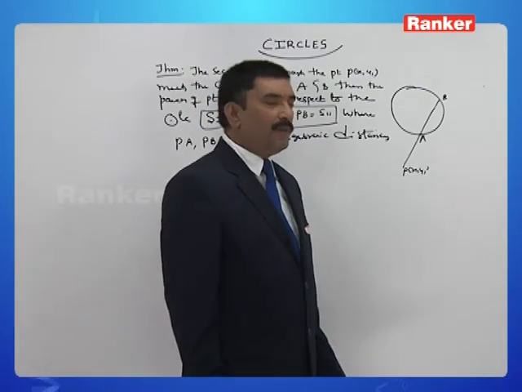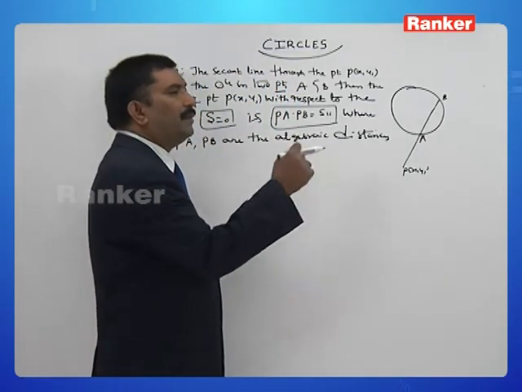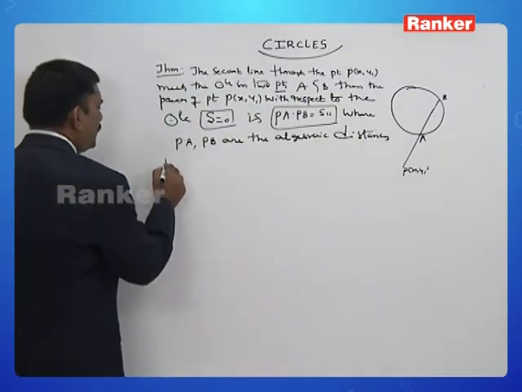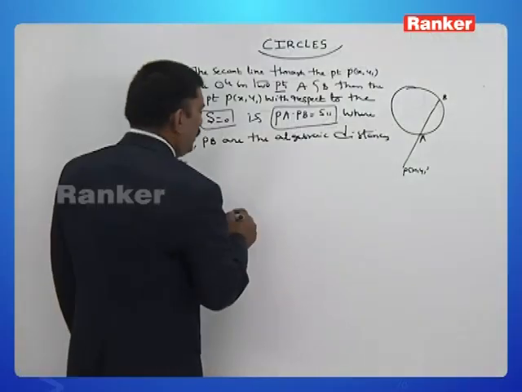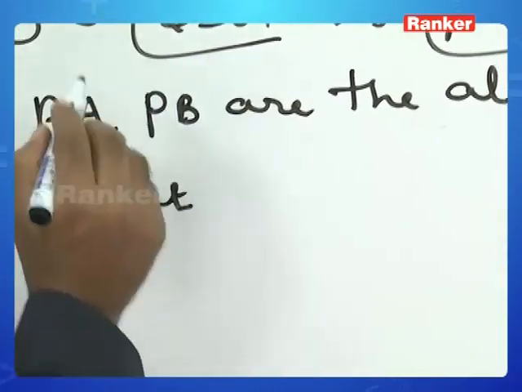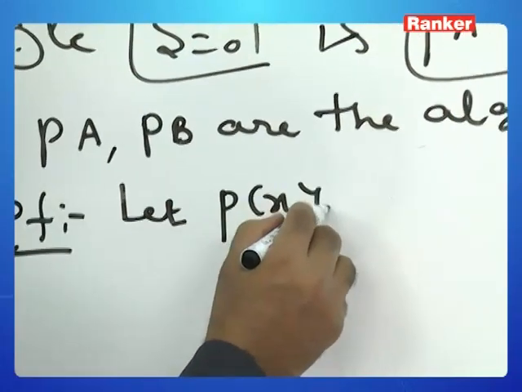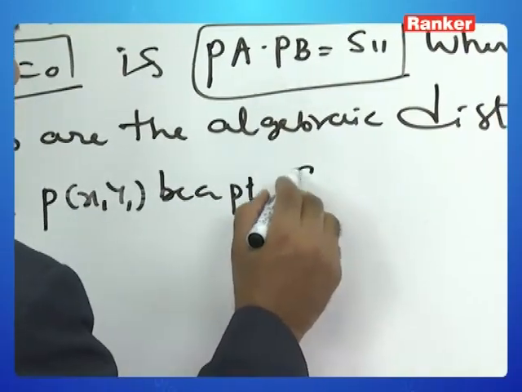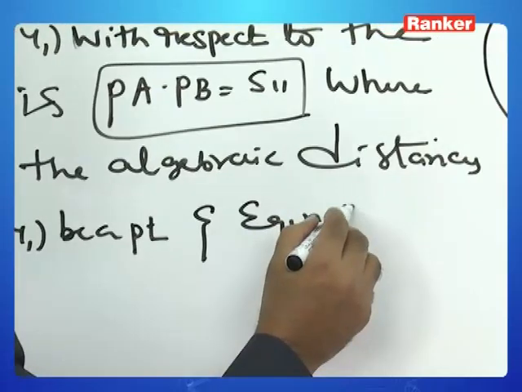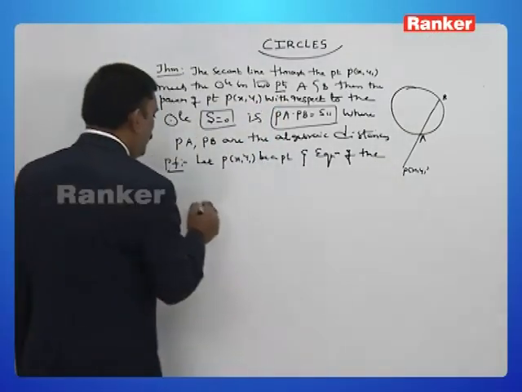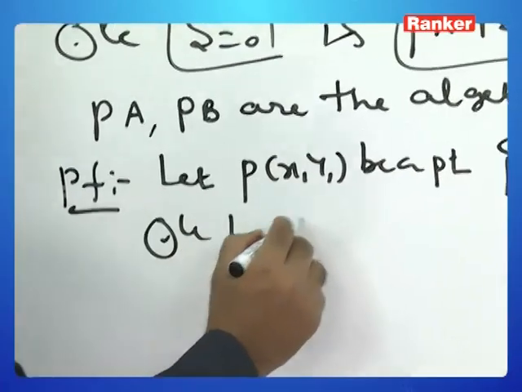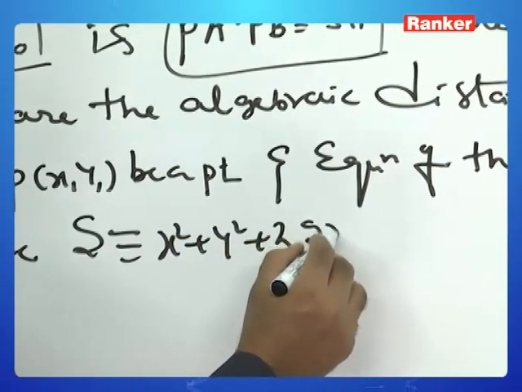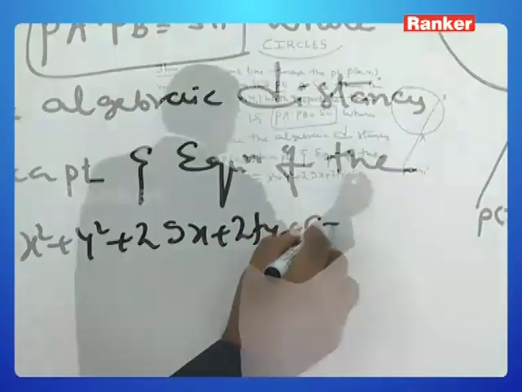So now, how to find this? This is also another way of finding the power of a point. There are many means. Now let P of x1 comma y1 be a point and the equation of the circle be S is equal to x square plus y square plus 2gx plus 2fy plus c is equal to 0.